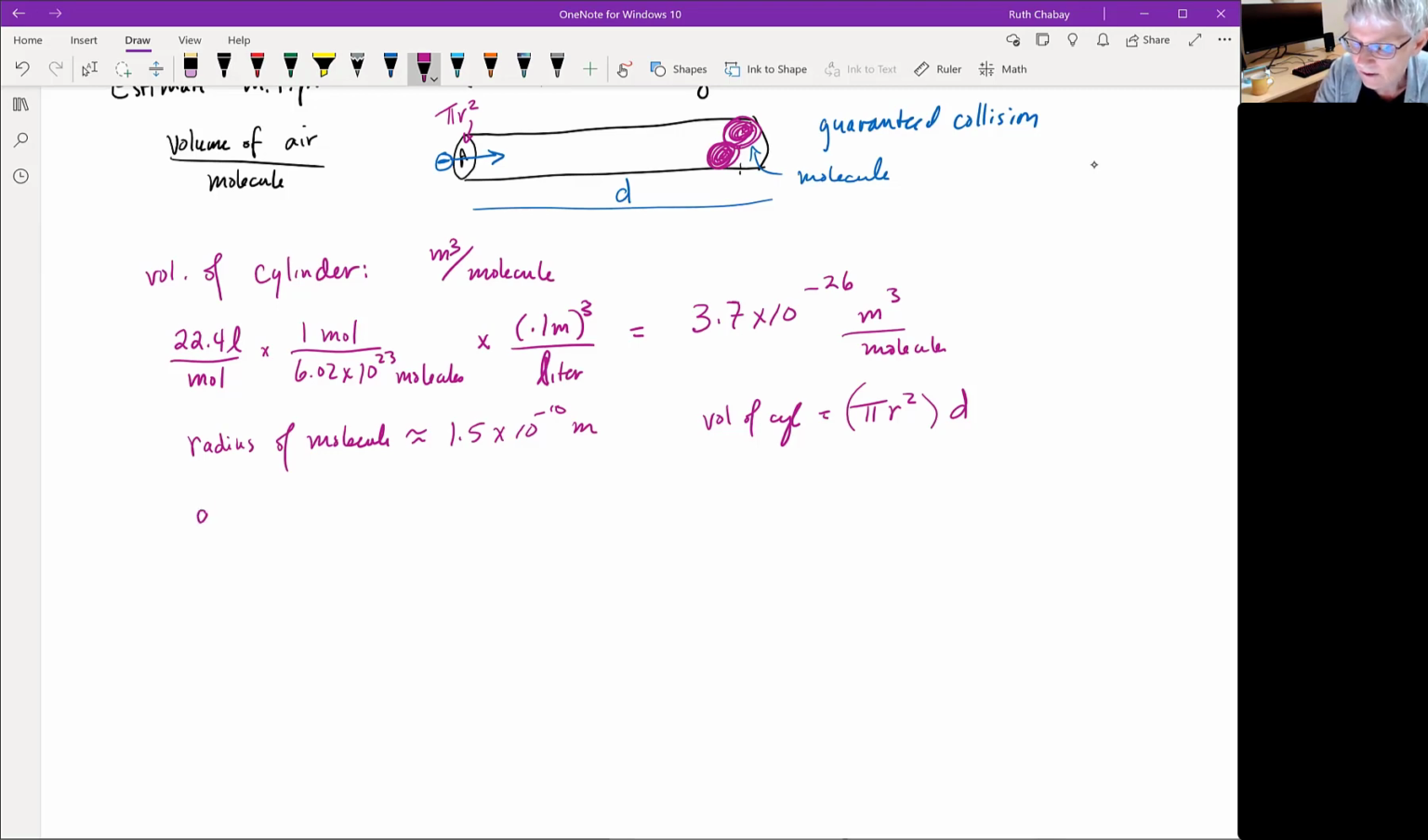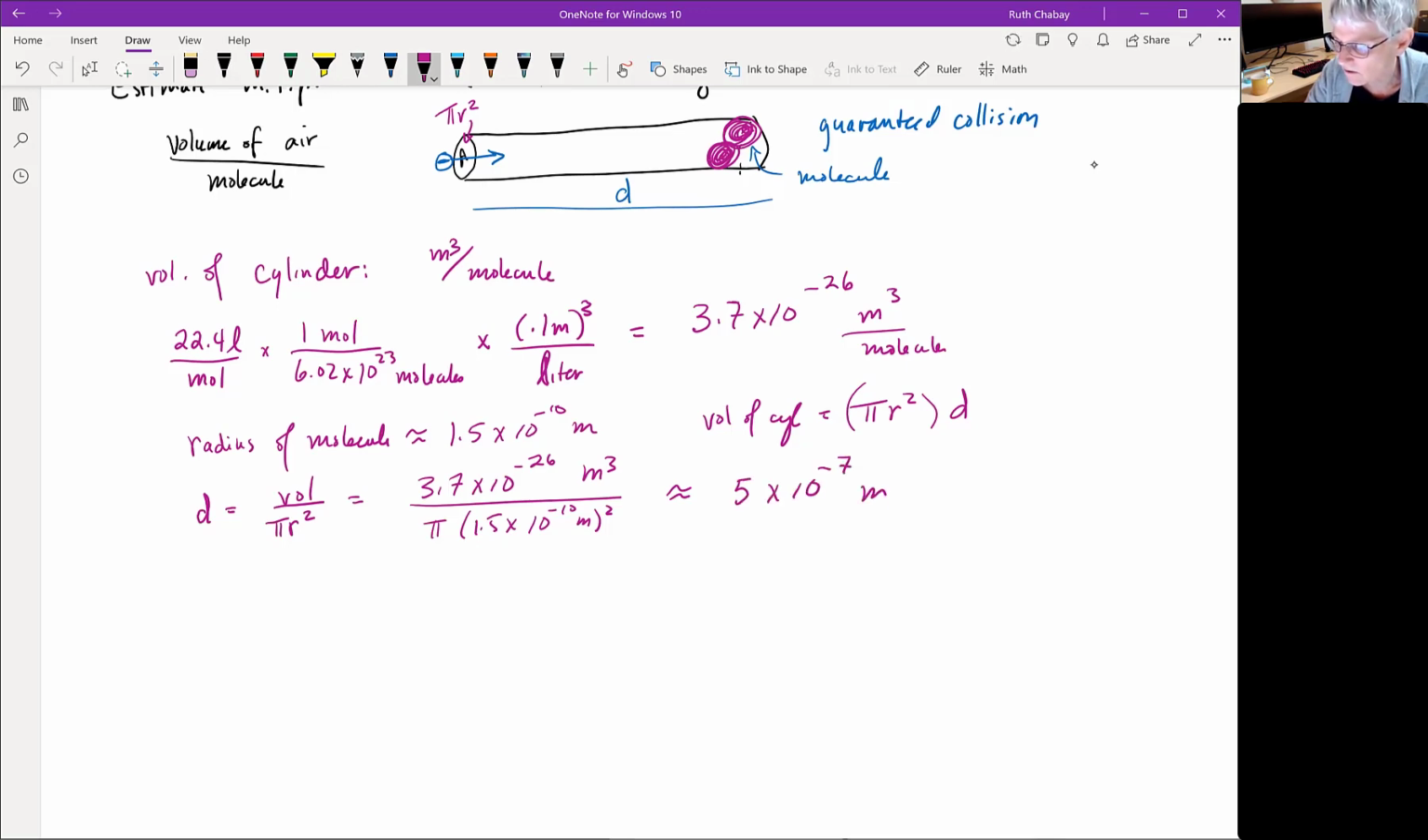And so d is going to be the volume over pi r squared, which is 3.7 times 10 to the negative 26th cubic meters divided by pi times (1.5 times 10 to the minus 10th meters) squared. And we get a number that's actually something like 5 times 10 to the minus 7th meters. And that is, in fact, our approximation to the mean free path of a particle in air.